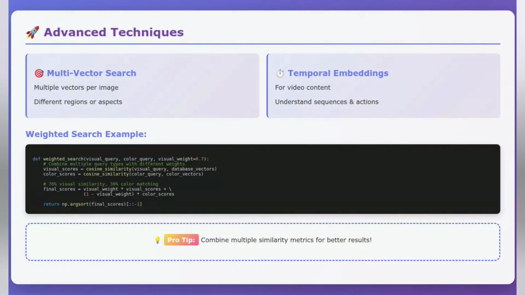Ready for some advanced tricks? Let's explore some cutting-edge techniques. Multi-vector search. Instead of one vector per image, use multiple vectors for different regions or aspects. Temporal embeddings. For videos, embed temporal information to understand sequences and actions. Weighted search. Combine multiple query types with different weights, 70% visual similarity, 30% color matching.